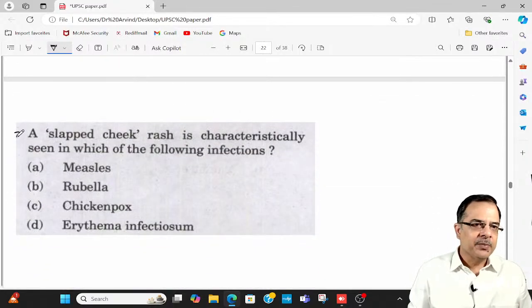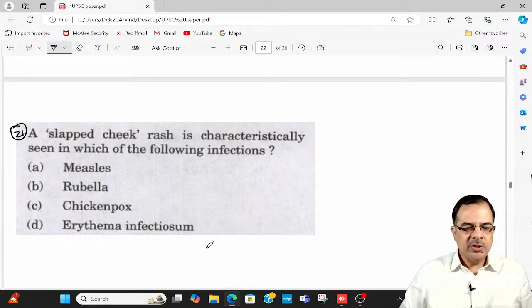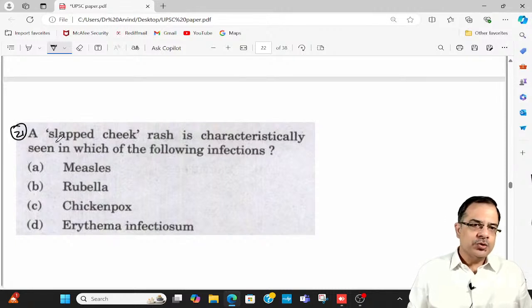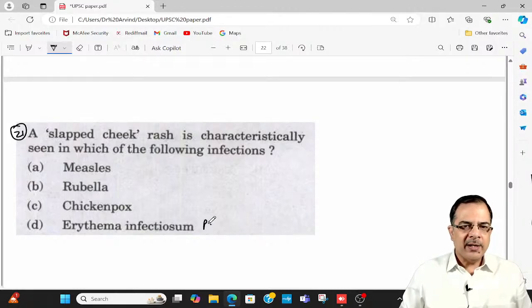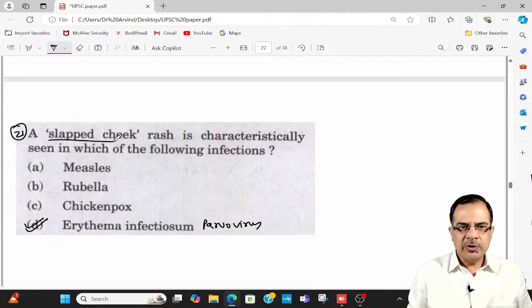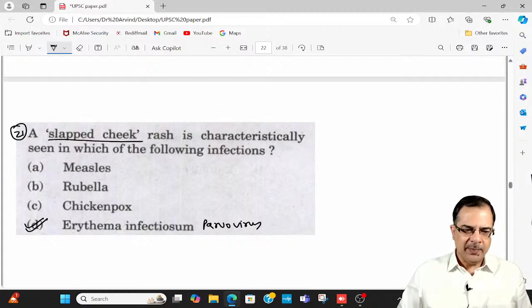Number 21 comes the infectious diseases. They have asked lots of questions from infectious disease, so mostly microbiology. Slapped cheek appearance is correctly seen in parvovirus infection, and that is erythema infectiosum. This is also a question which is asked in your NEET PG exams as well. Slapped cheek appearance.